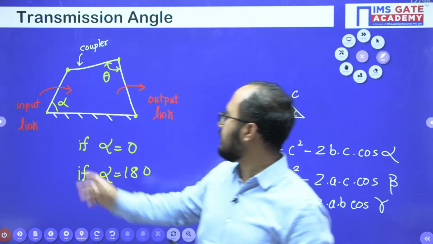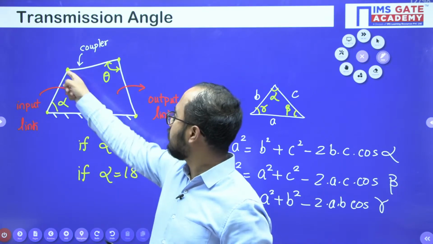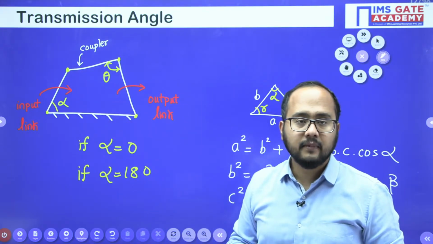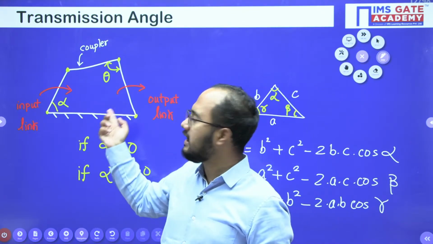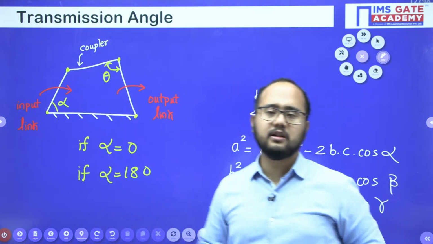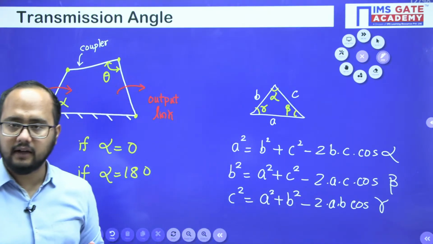Now let's suppose if alpha is 0, so this link will be here itself. If alpha is 0, obviously triangle formation is there. And if I say the angle is 180 degrees, in that case also the triangle formation is there. So in a triangle this cosine rule will help you a lot, right everyone?